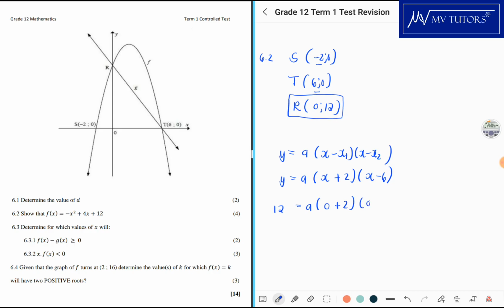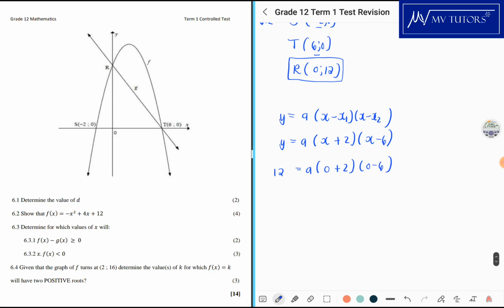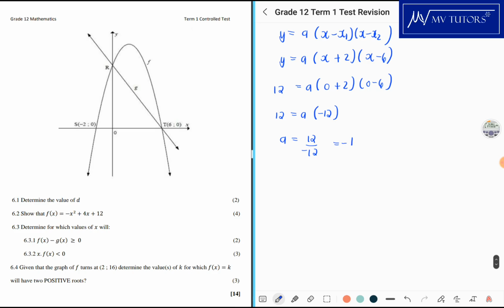So now you see the only thing that we have to solve for now is a. And a should be negative 1. If you don't get negative 1, then you have a problem. Okay, so we have 2 times negative 6, which is negative 12. So a is simply 12 divided by negative 12, which is negative 1. So that's great. We are happy. A is negative 1. Now, what are we going to do to get the rest? 4 as well as 12.